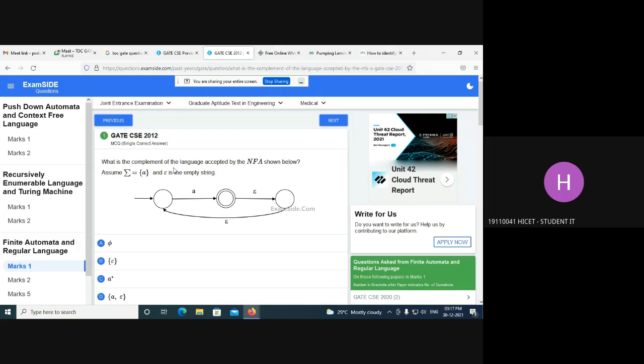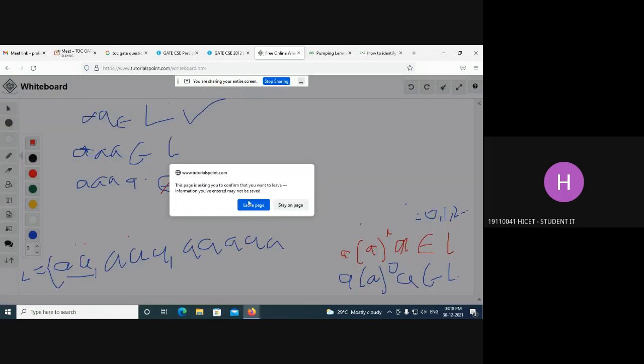That means the accepting state consists of a double circle. So if you give input as A, it goes to accepting. That is the given question. What is its complement? These two states will become the complement, that is, let me draw the diagram for you.